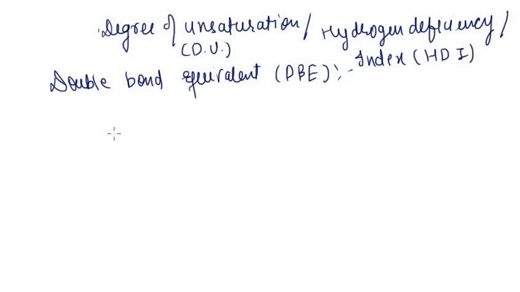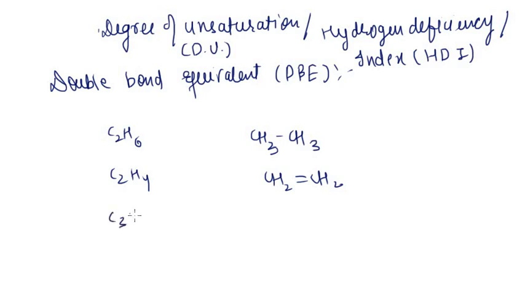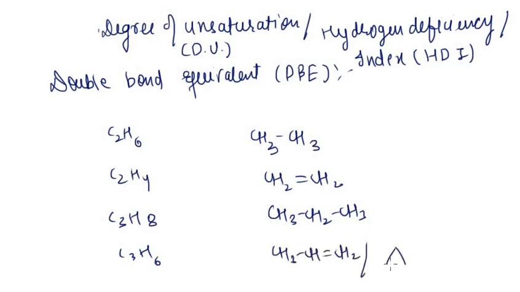Let's take some examples. Like we have C2H6. This is a molecular formula. Now if we write its structural formula, it is CH3 single bond CH3. If we have molecular formula C2H4, then it is CH2 double bond CH2. If we write molecular formula C3H8, then it is CH3 CH2 CH3. But if we write the molecular formula C3H6, it could be CH3 CH double bond CH2, or it could be a cyclic compound. So what is common between them?